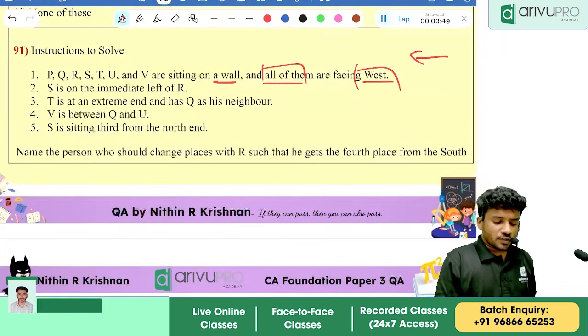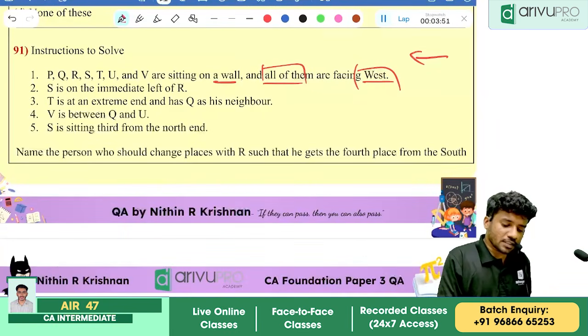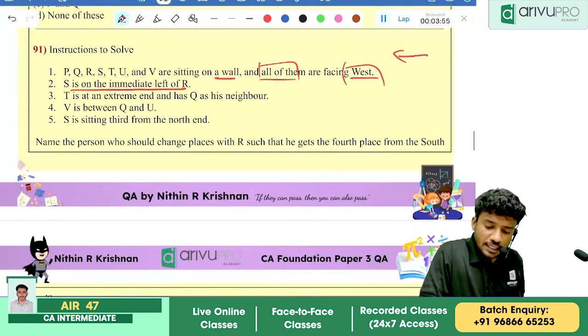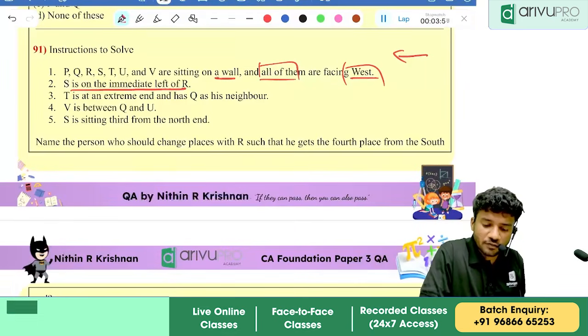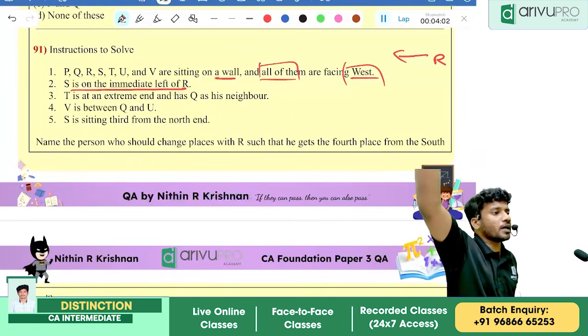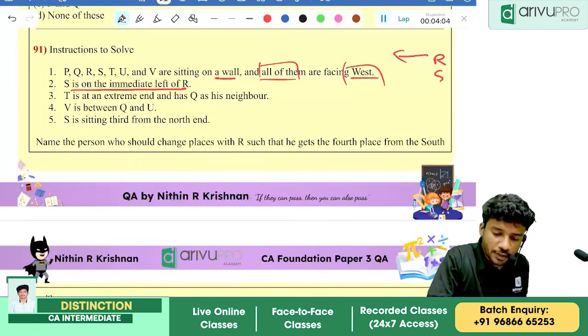Which one will you start with? S is on the immediate left of R. Okay, I will start from that. S is on the immediate left of R. If R is over here, will left be down or up? Down. S will be over here.